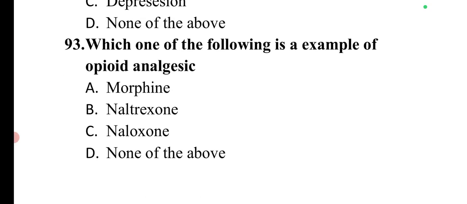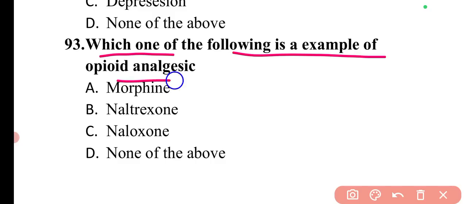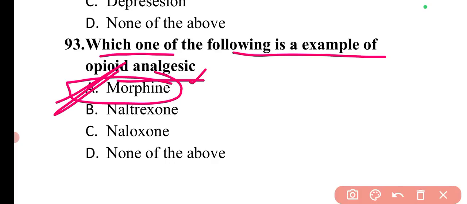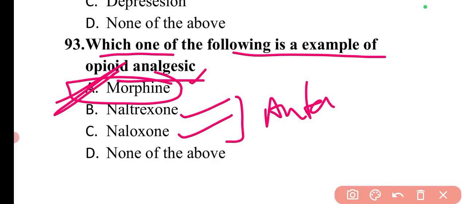Then another question is, which one of the following is an example of opioid analgesic? We need to find out the opioid analgesic. This is the morphine. So here option A is correct. And naltrexone and naloxone, these are the antagonists of opioid drugs. Antagonist. So this you can remember.